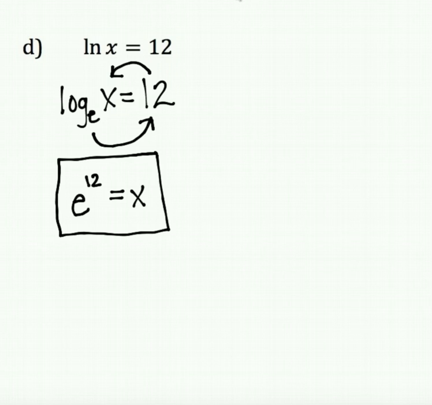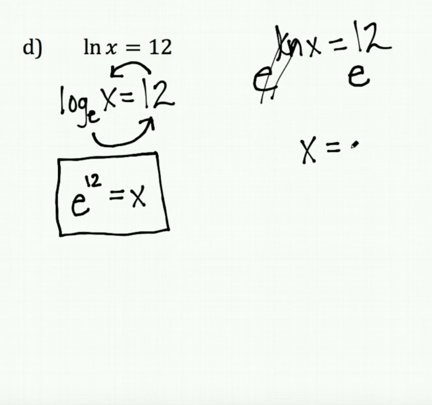Now, I want to look at this one more way. Natural log of x equals 12. What is the inverse of natural log? Well, that is e. So I'm going to do e raised to the natural log of x on the left-hand side, and I'm going to do e raised to the 12th on the right-hand side. I know that natural log and e are going to cancel out, and that's going to leave me with x equals e to the 12th. Okay, so 2 ways to look at the same problem.